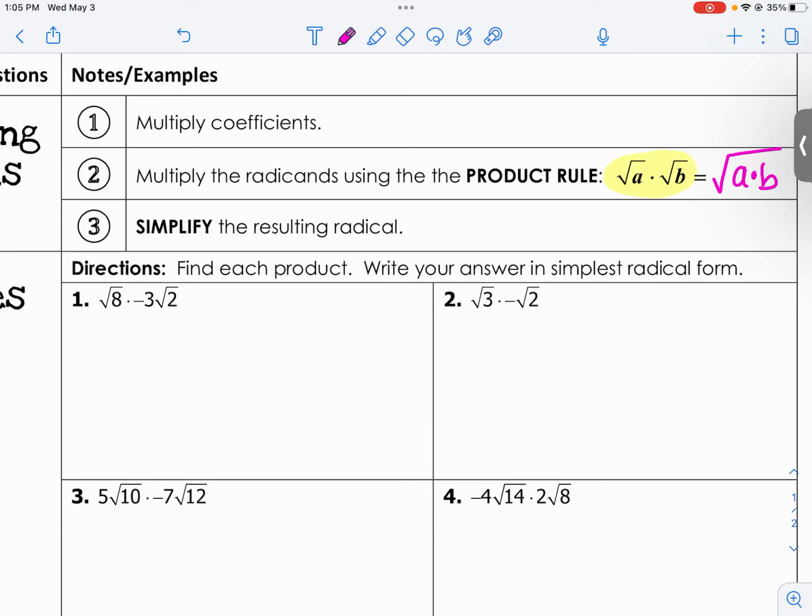Then you are going to simplify your answer. Multiply what's on the outside together, multiply what's on the inside together, then simplify. Three straightforward steps.